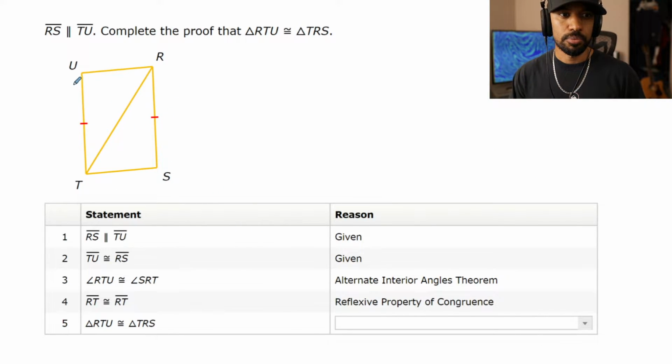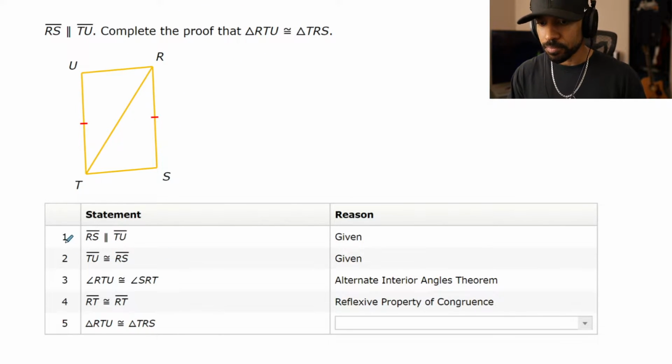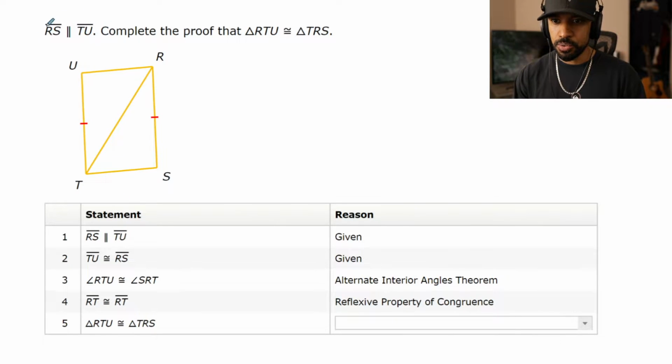Here's an example of a two-column proof, and here's a given statement of stuff, and they're going to break that down for you. First statement, segment RS is parallel to segment TU. They show that right here. That means it's given. Now, they didn't draw it, so I'm going to go ahead and draw that for you right now. Segment RS is parallel to segment TU. Like I said, I'm going to be doing arrows to indicate that.